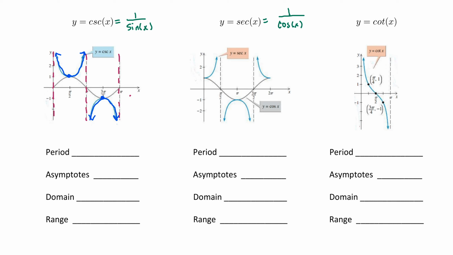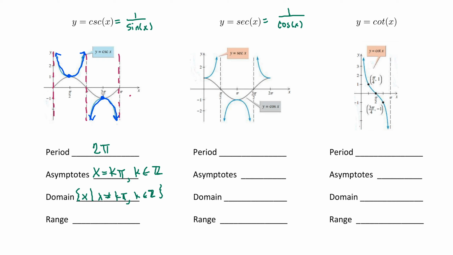Now, like sine of x, cosecant of x has a period of 2 pi. The asymptotes are located at integer multiples of pi. So we're going to express these equations as x equals k pi, where k is an element of the integers. Thus, the domain in interval notation is the set of all x, such that x cannot be equal to a multiple of k pi, because that's where cosecant would be undefined.